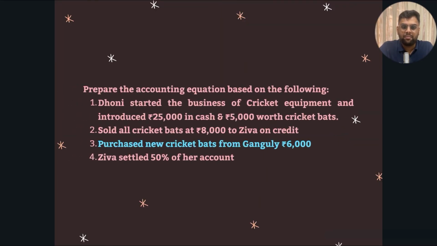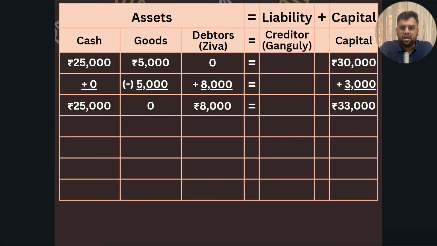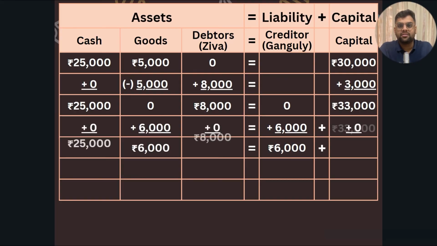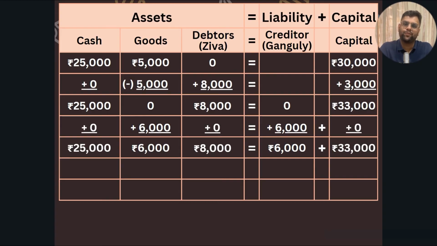Let's look at transaction number 3. Purchase new cricket bats from Ganguly rupees 6,000. From the business point of view, a new creditor Ganguly increases. Ganguly increases by 6,000 and simultaneously goods increase by 6,000. There is no change to cash or debtors or capital, they remain the same. Therefore, the new accounting equation is cash rupees 25,000 plus goods rupees 6,000 plus debtors rupees 8,000 is equal to creditor 6,000 plus capital 33,000 is equal to 39,000.